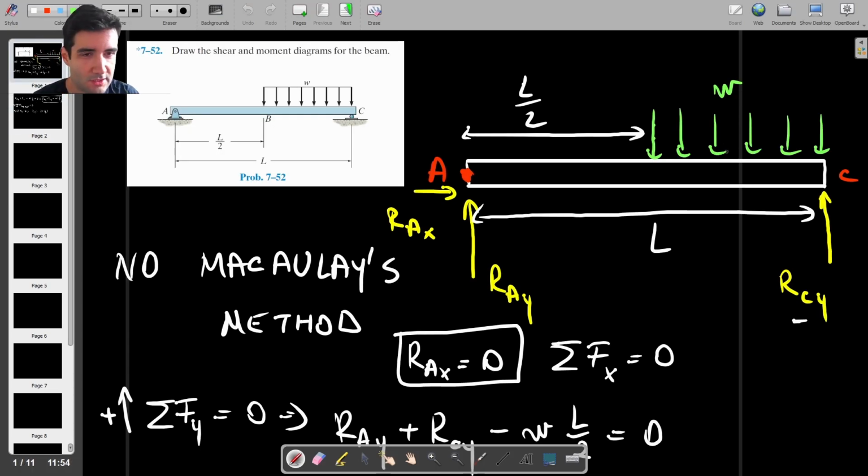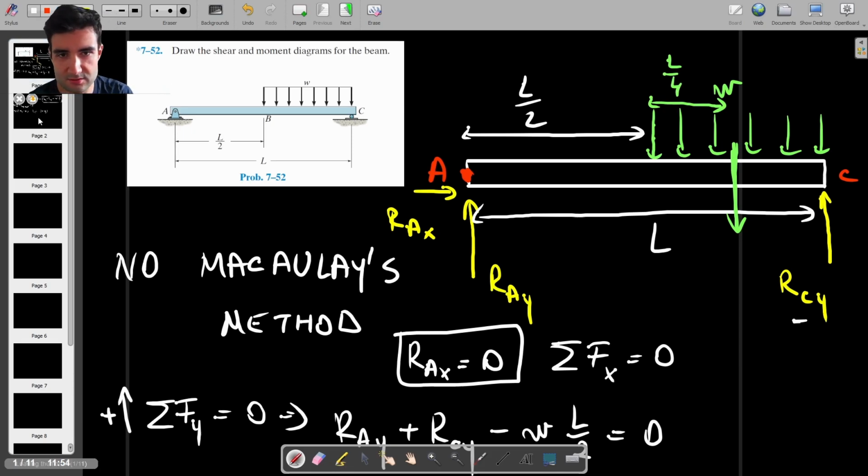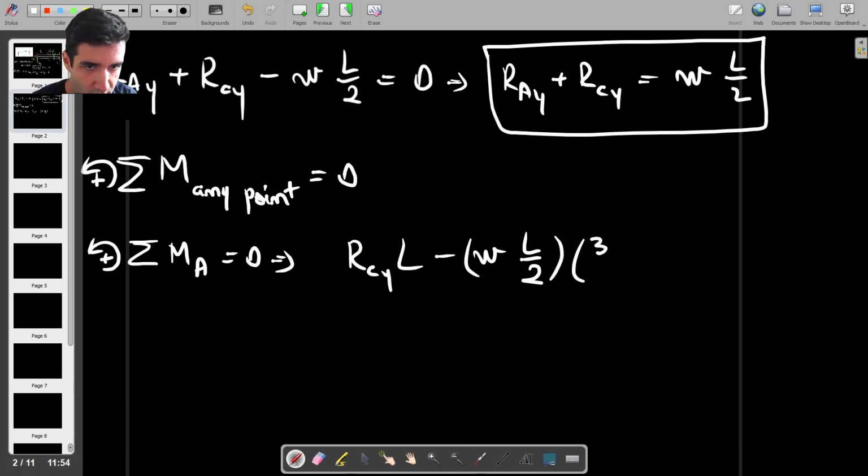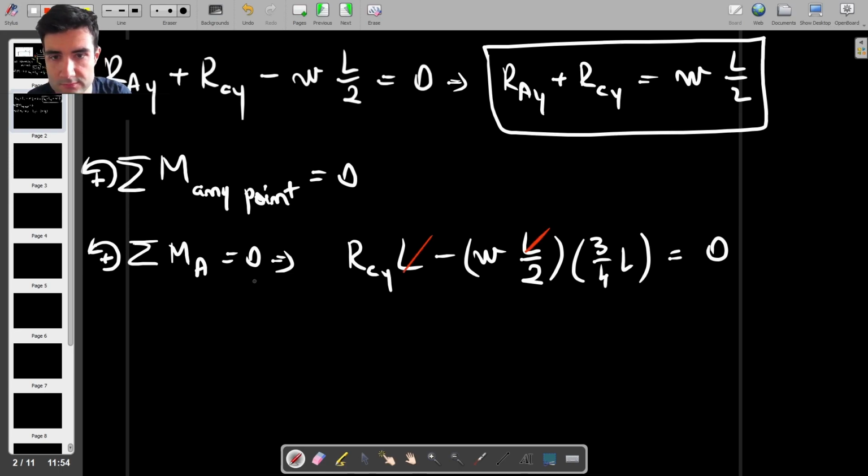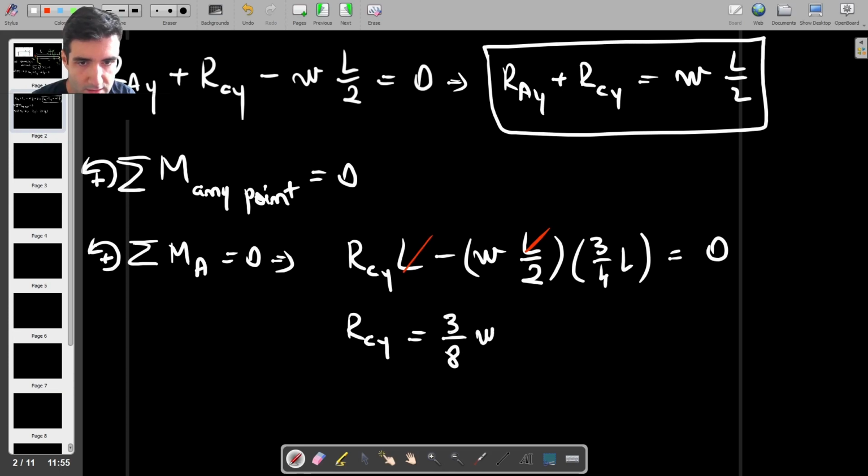So this uniformly distributed load is actually acting at a halfway point, which is here. So that would be L over 2 plus half of L over 2, which is L over 4. So the moment arm is L over 2 plus L over 4, which is 3/4 of L, or 3 over 4L. And that's it, and that's equal to 0. So we can actually cancel out one of the L's. So we have RCY equals 3 over 8 W times L.